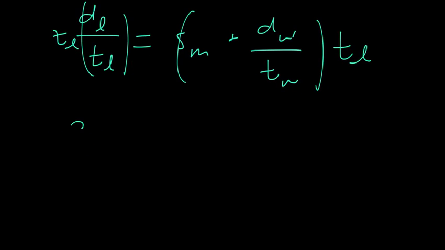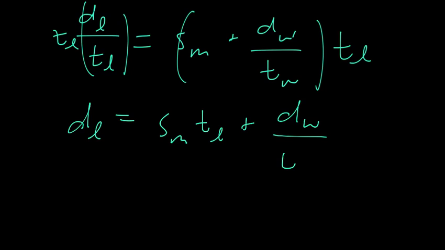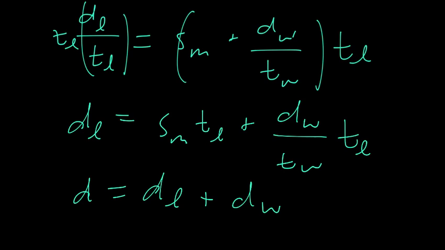And then what we're going to have is that D_L is equal to S_m times T_L plus d_W over T_W times T_L. But we're also given, if you remember, that the total distance D traveled is equal to D_L plus d_W. So now I'm going to substitute everything that we have here into this equation.